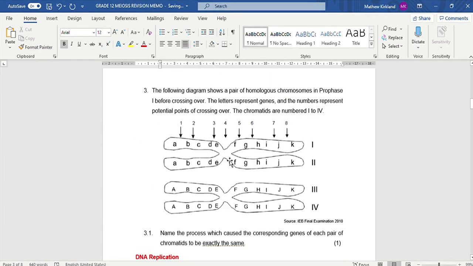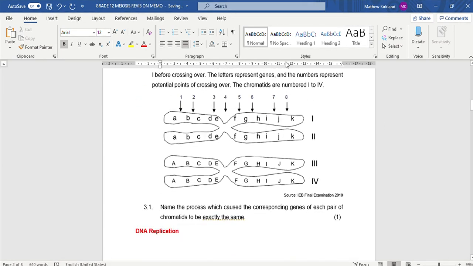Okay, so that was the crossing over one. That's a slightly more difficult, slightly more applied question, but you do need to start getting used to potentially having those questions being asked of you.